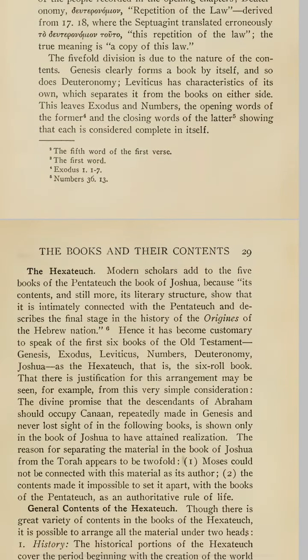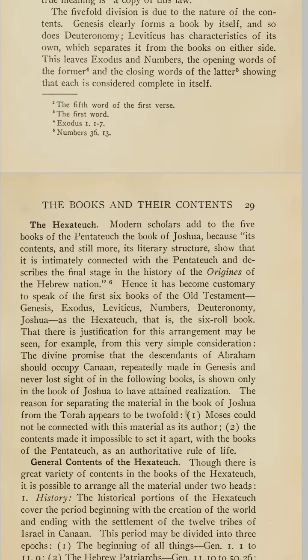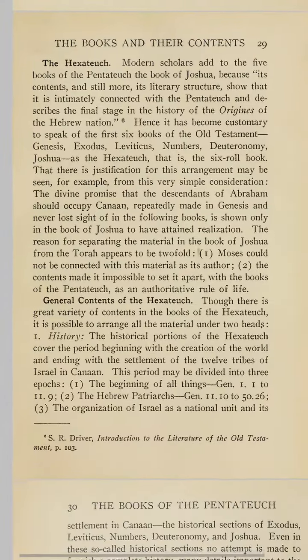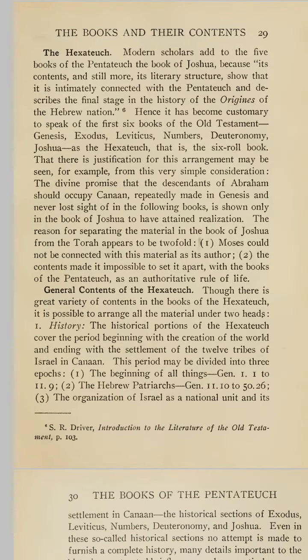The fivefold division is due to the nature of the contents. Genesis clearly forms a book by itself, and so does Deuteronomy. Leviticus has characteristics of its own which separate it from the books on either side. This leaves Exodus and Numbers. The opening words of the former and the closing words of the latter are such that each is considered complete in itself.